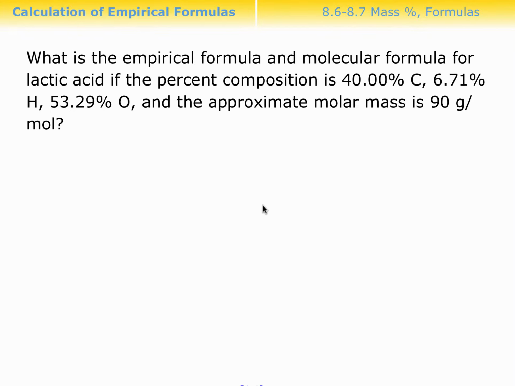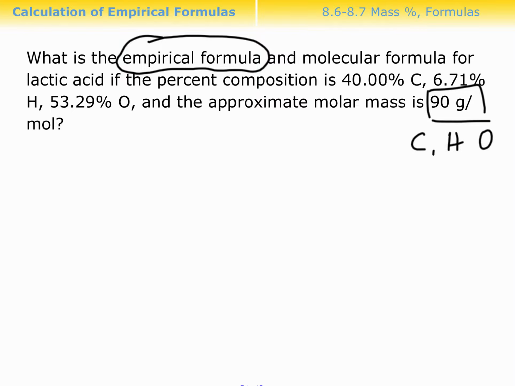All right, here's a question where we are asked to determine the empirical formula for a compound. So it gives us a bunch of information, and it gives us a bit of extra information here at the end. It says the approximate molar mass of the compound is 90 grams. And so from the information given, what we're wanting in the end is, we've got carbon, hydrogen, and oxygen, and we want to know what ratio all of those things come in.